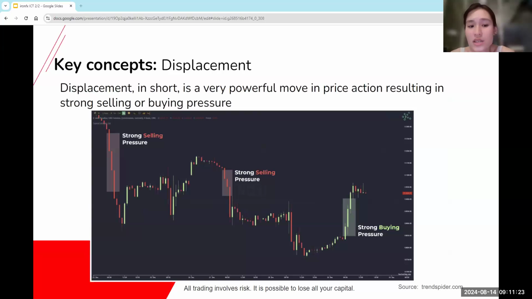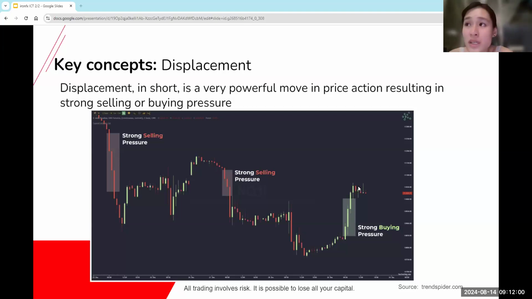The next key concept that we're going to look at is displacement. Displacement, in short, is a very powerful move in price action, resulting in strong selling or buying pressure. Generally speaking, displacement will appear as a single candle or a group of candles that are all positioned in the same direction. You can see that here. We have strong selling pressure, a downward movement for the candlesticks. Strong selling pressure here as well. We see three candlesticks moving in the same direction. Strong buying pressure as well. We see that same upward trend.